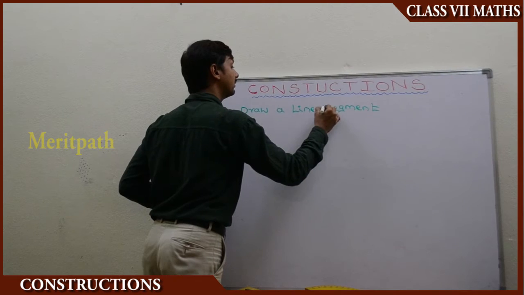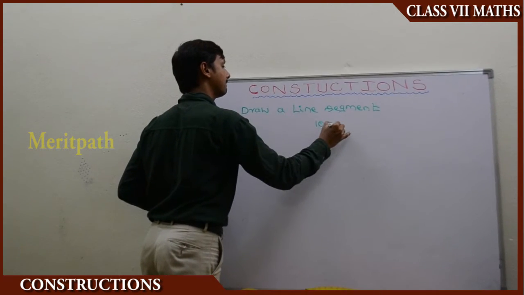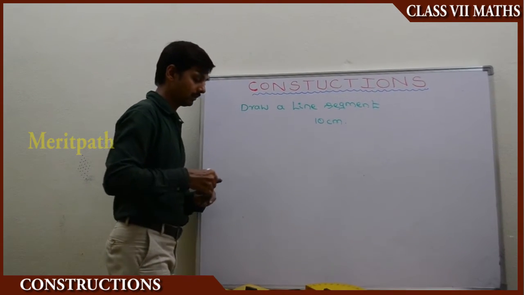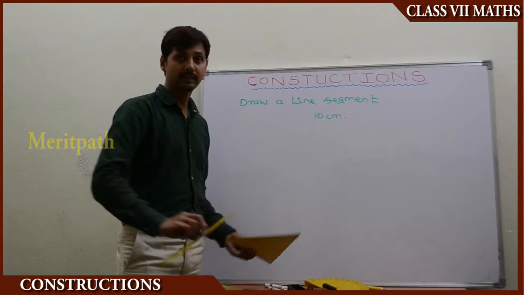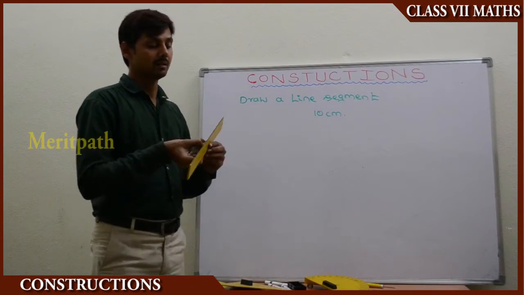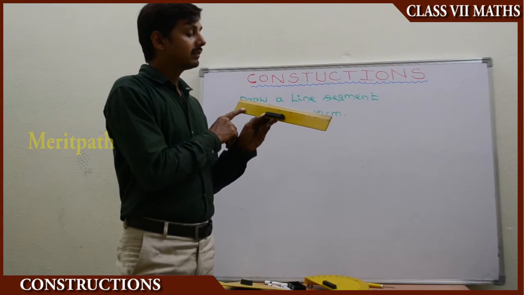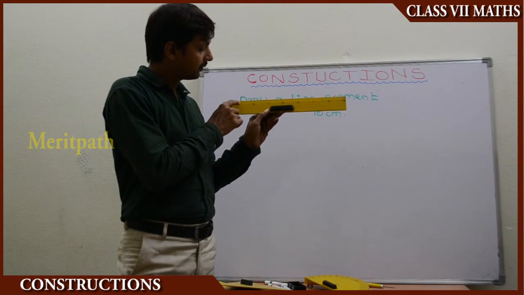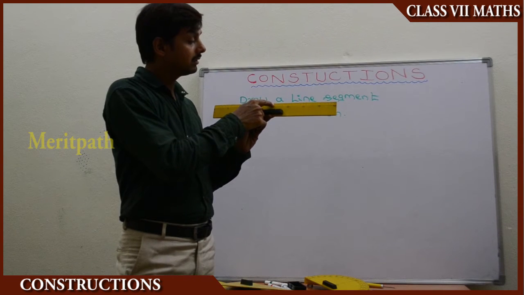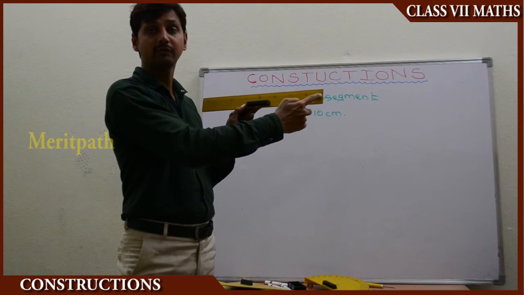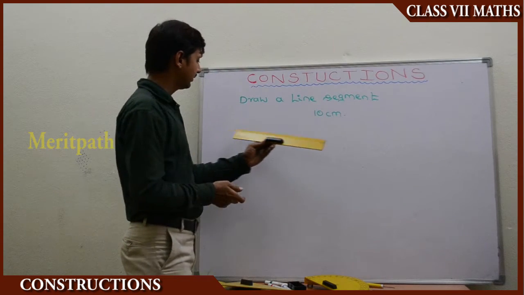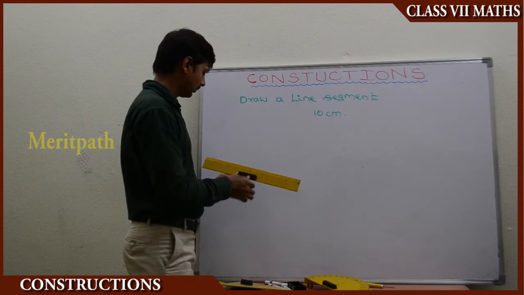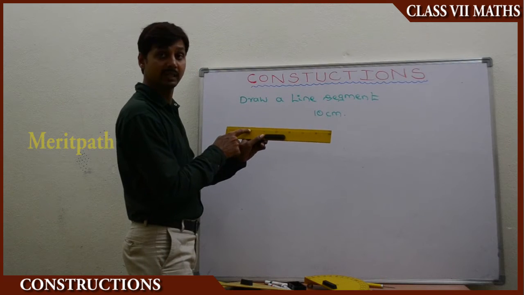Draw a line segment of 10 centimeters. Let's take the ruler, the scale we have taken, and you can see the centimeters are given: 0, 5, 10, 15, 20, 25, 30, 35, 40. So 10 centimeters is from 0 to 10. Let's draw.